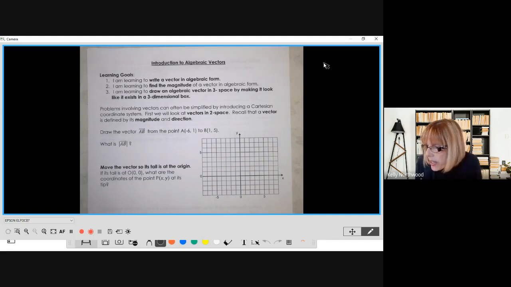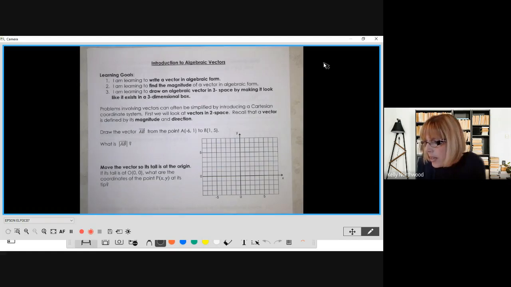Problems involving vectors can often be simplified by introducing a Cartesian coordinate system. First, we're going to look at vectors in 2-space because working with an XY plane is what you're most used to from grade 9, 10, and 11. Recall that a vector is completely defined by its magnitude and direction.